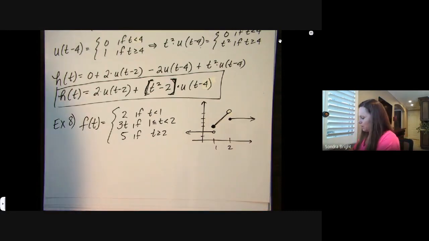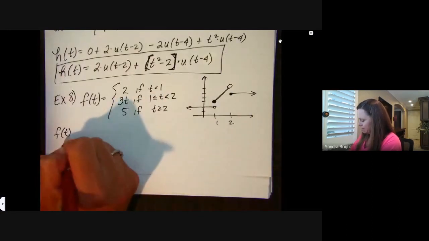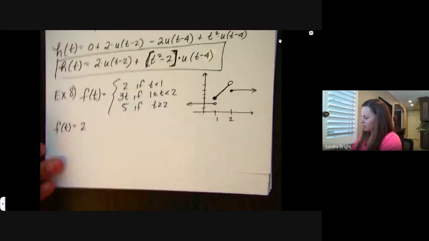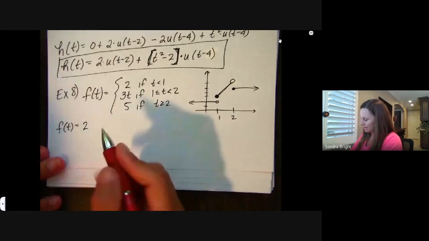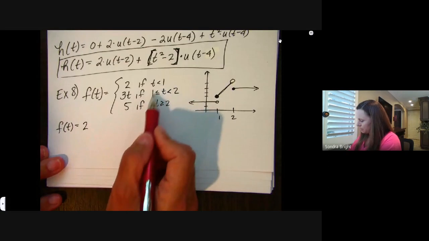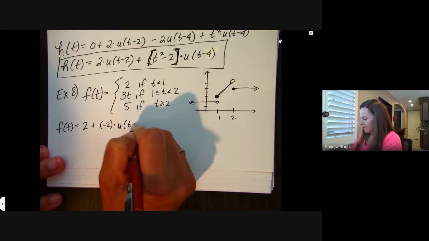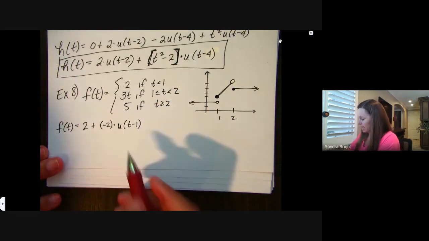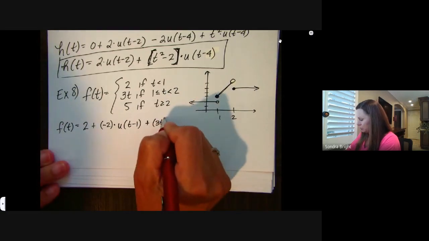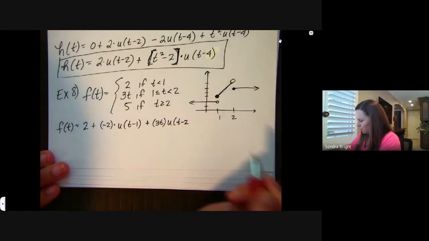And so how we do this is you'll go f of t is equal to, you're starting off with 2, right? So you're starting with 2. And then you need to shut off the 2 when t is 1, because that's where it's changing. So I'm going to go plus negative 2 times u of t minus 1. Then what gets turned on is a plus 3t times u of t minus 1. It gets turned on at 1.